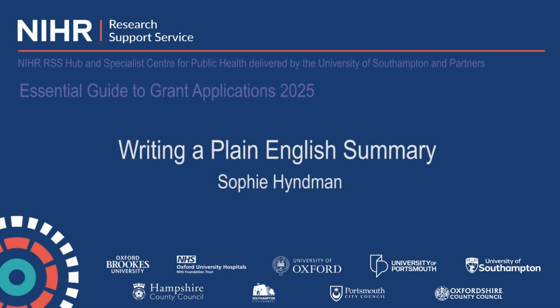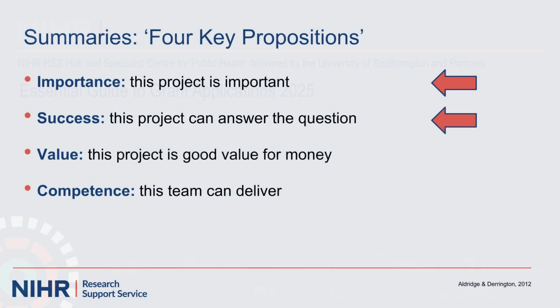We've talked a lot about the plain English summary, and I'm sure you've got the message. I'm just going to talk a little bit more about it and how it relates to the scientific summary as well. So if we think back to our four key propositions from Aldridge and Derrington, basically the plain English summaries and the summaries generally are there for the first two propositions. So they're really nailing home the importance and the fact that the project can answer the question.